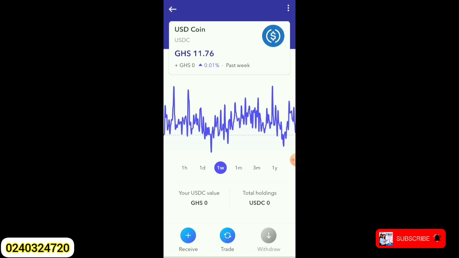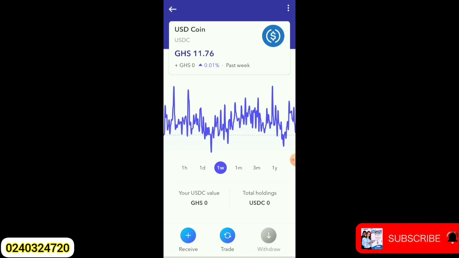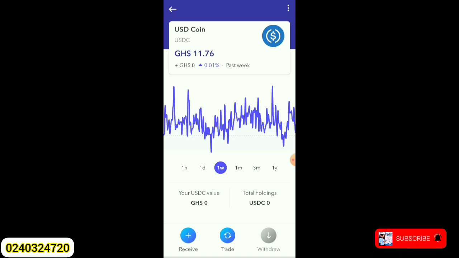So this is the introduction to our new trade on the Everson app. This is a very good initiative, and I'm happy that finally we can trade on Everson, not just do exchange. We can also trade here.